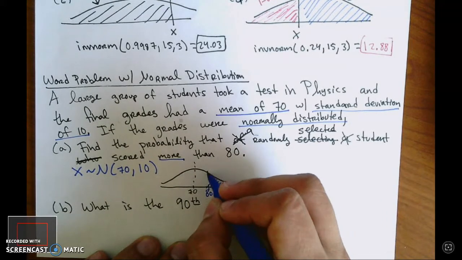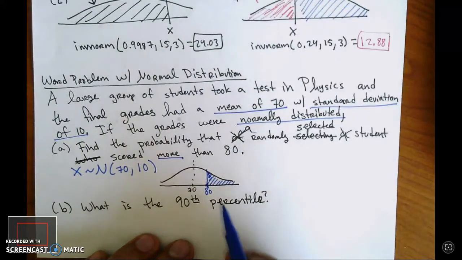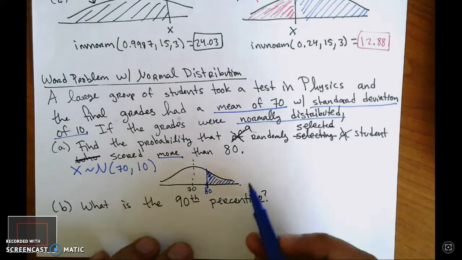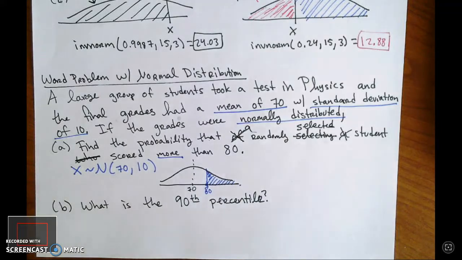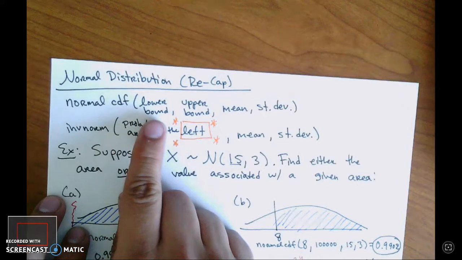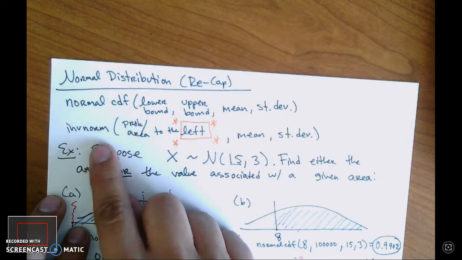Okay, and we're starting at 80, right? We're not continuing on to 70, right? We're starting at 80, right? Because we want 80 and more. Okay, so now what we got to do now is think about which one should we go ahead and use. Should we use normal CDF or should we use the inverse normal? Okay, so we remember, right? Normal CDF, right? They give us a value, right? And you want to find probability, right? Here, they give you the probability. You need to figure out what the value is.